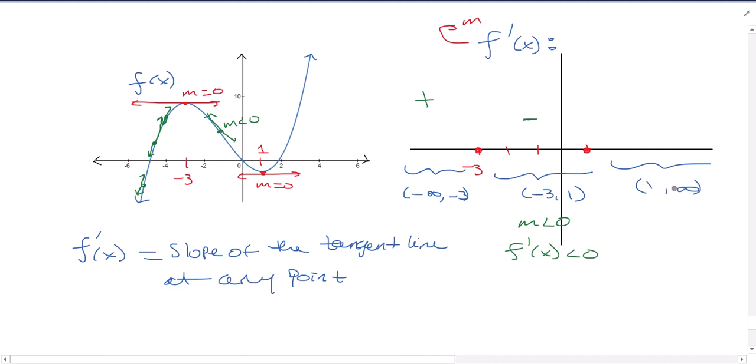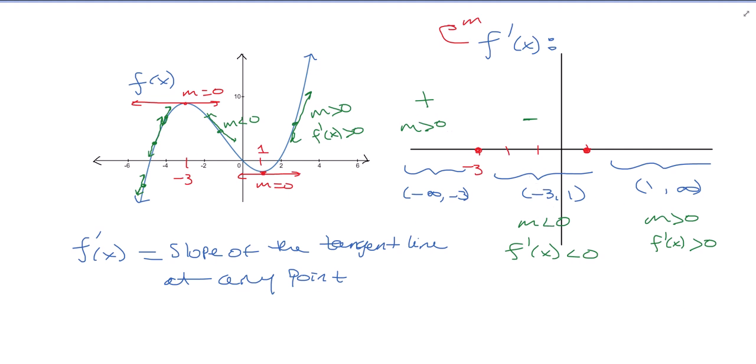What about from 1 to infinity? From 1 to infinity, when you draw our tangent lines over here, we go back to the slopes being positive. And so the slope here is greater than 0, so f prime of x is positive. So that gives me an idea of what the graph is looking like. Right here, the slope is positive. Here, the slope is negative. So the derivative is positive, derivative is negative, derivative is positive.